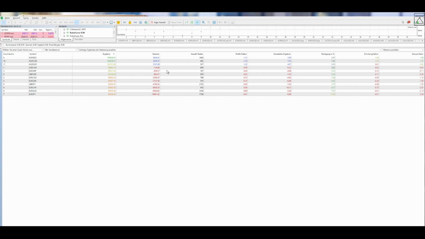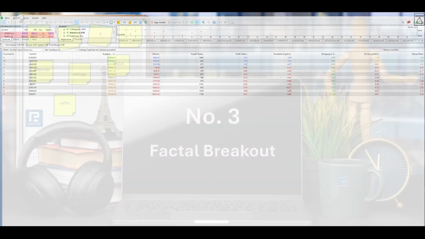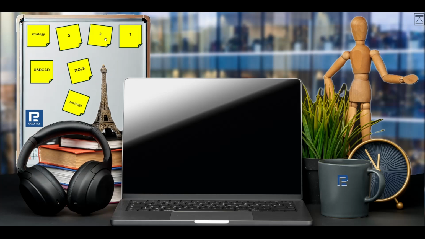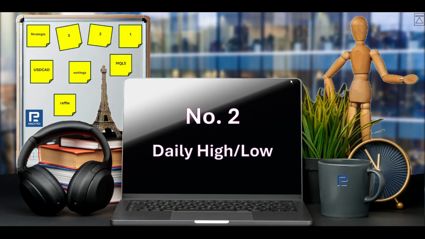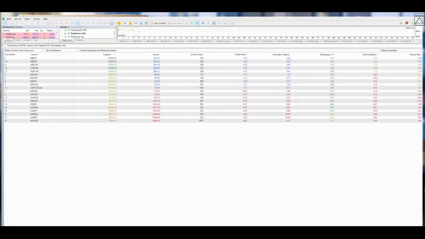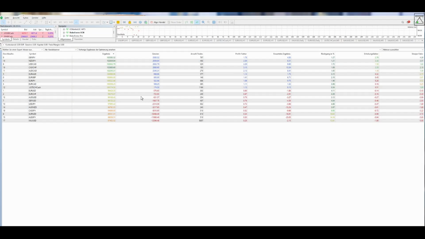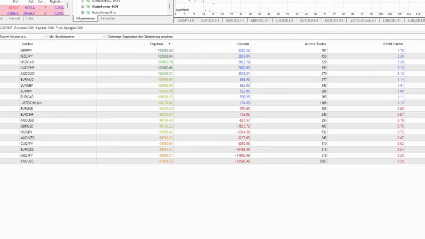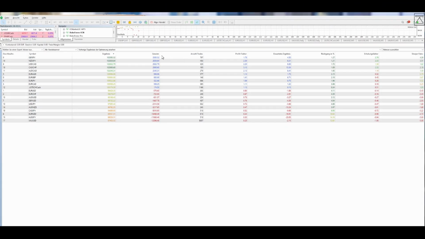We have much better results, because number 2 is the daily high-low. Here we look to see where the previous day's highest price is, where the previous day's low price is, and as soon as it is exceeded, upwards, we enter in the trend direction with a buy, and if it is exceeded downwards, we place a sell order accordingly. And here we have a few multi-currency options that have come through, and that look very, very good.